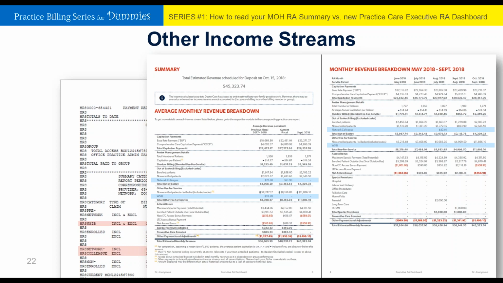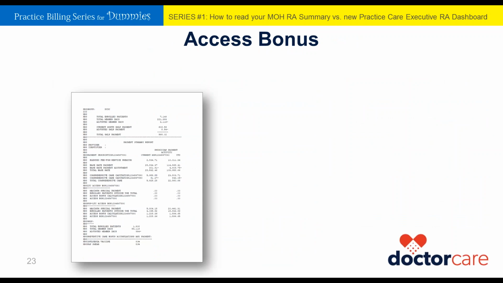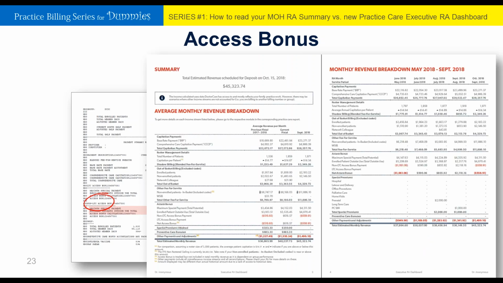With regards to access bonus, this is where you'll find it in your RA summary. In the Executive RA dashboard, you can see the same information about your access bonus, but even better, you can see your progress over a broader time period. With our dashboard, you can also compare this to your overall financial situation.